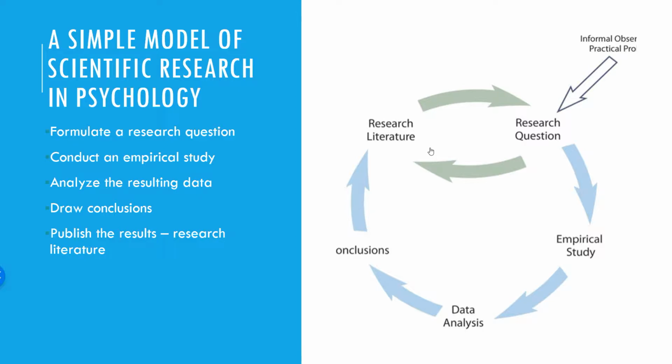This figure also indicates that research questions can originate outside of the cycle, either with informal observations or with practical problems that need to be solved. But even in these cases, the researcher would start by checking the research literature to see if the question had already been answered and to refine it based on what previous research had already found.